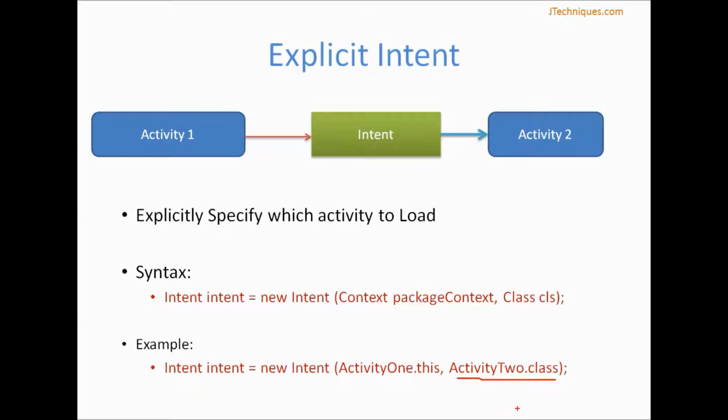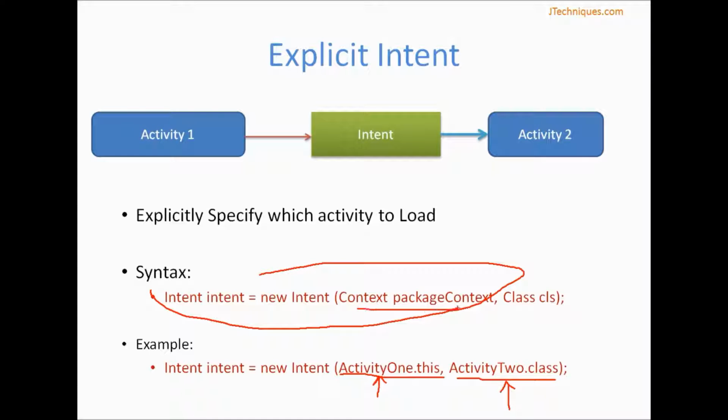and it is in our own application, I mean it's the same class path, then I can specify to the intent by specifying my current activity. This is the context, this is my first activity, and I can specify which class to load for my second activity. The syntax is here. First is the context, next we have the class name. When Android sees this intent, where we specify the activity, it loads the new activity, that is activity 2.